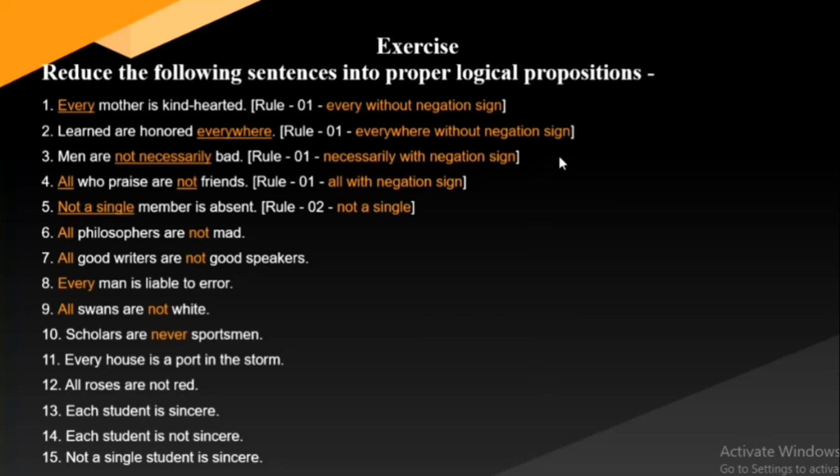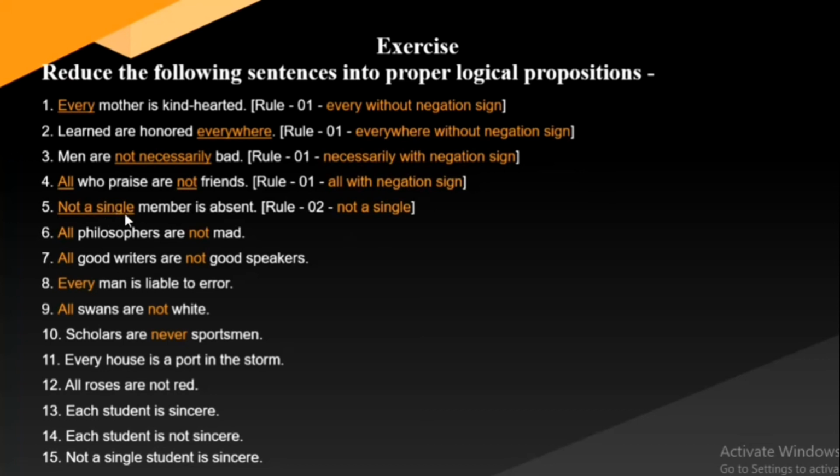This sentence will be transformed into some S is not P. All who praise are not friends. There is a word of rule 1, all, with negative particle not. So rule 1 with negation sign. This sentence is to be treated as an O proposition and its logical form will be some S is not P.